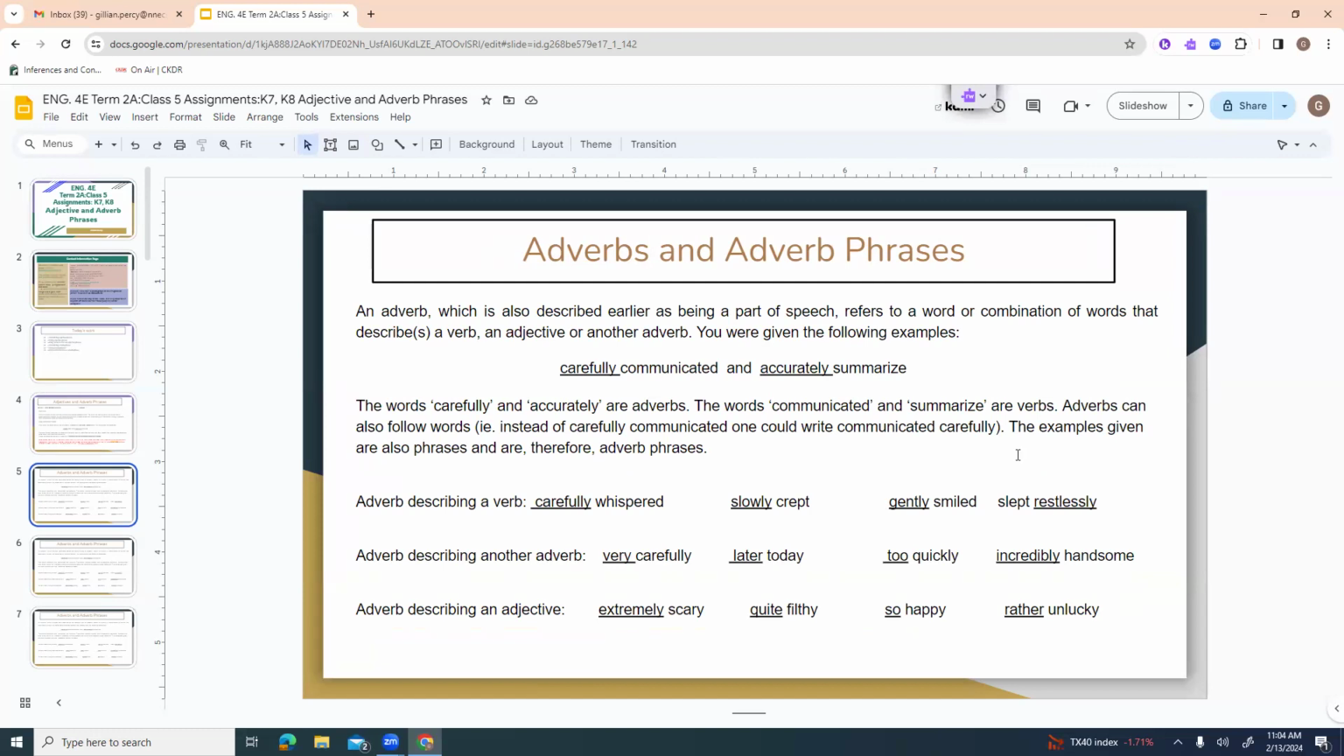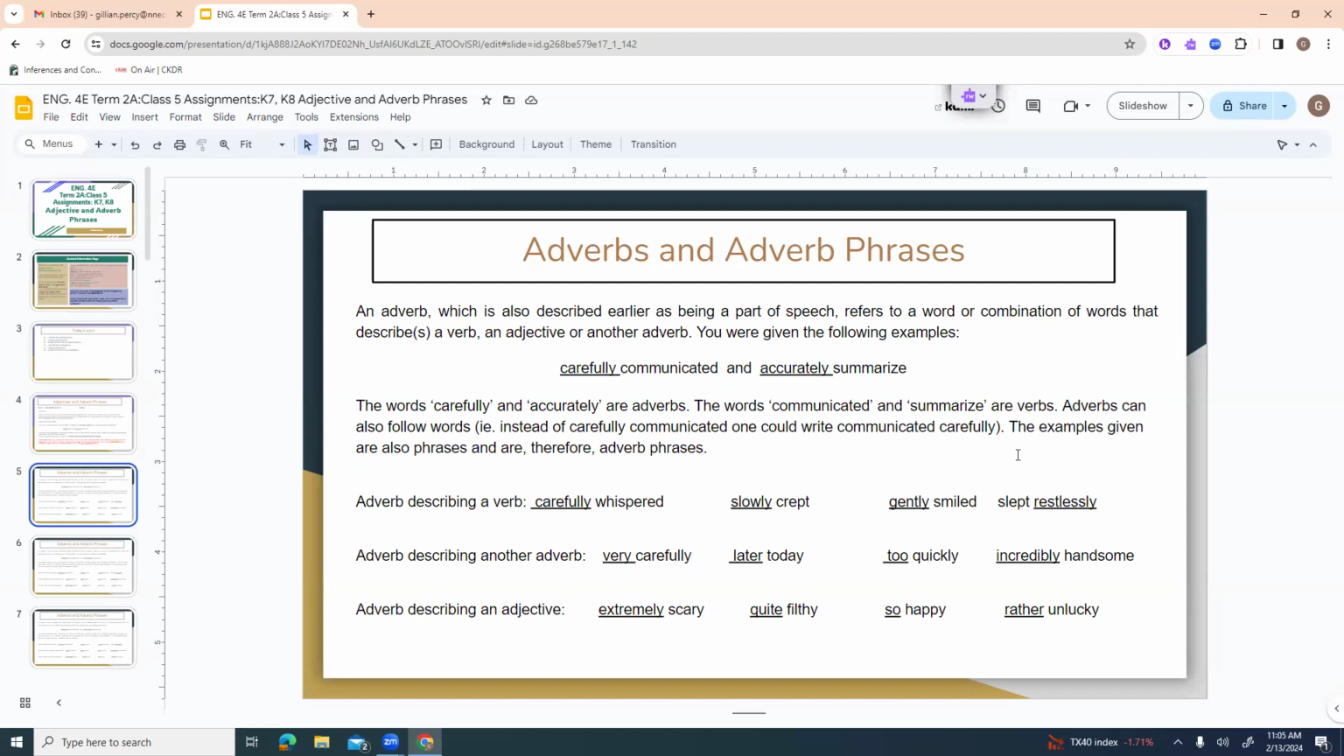Adverbs can also follow verbs, like instead of being in front, they can be afterwards. Like communicate carefully instead of carefully communicated. The examples given are also phrases. And again, I do not consider these adverb phrases. Okay, they're just phrases. Adverbs describing a verb: carefully whispered, slowly crept, gently smiled, slept restlessly.